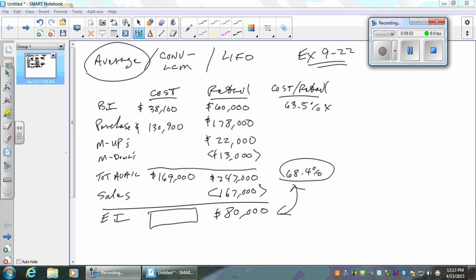Don't calculate the cost of goods sold. Don't take the 167 times the 68.4. Here it'll work fine because it's average. But with conventional, it'll screw you up. Don't go that way. Okay? Or I'm sorry, with LIFO, it'll screw you up. Don't go that way. Okay, so what's 80 times 68.4?